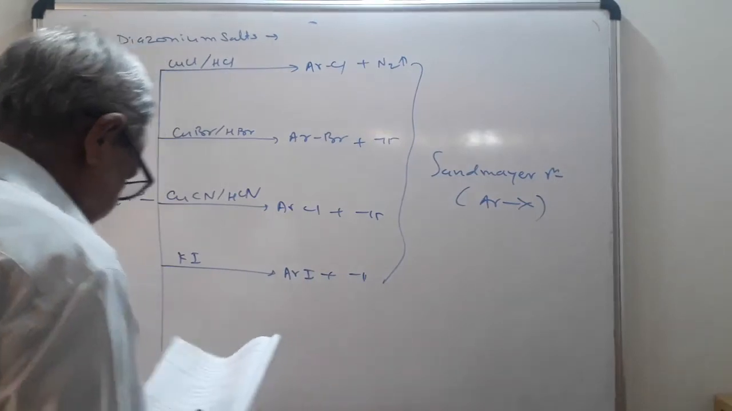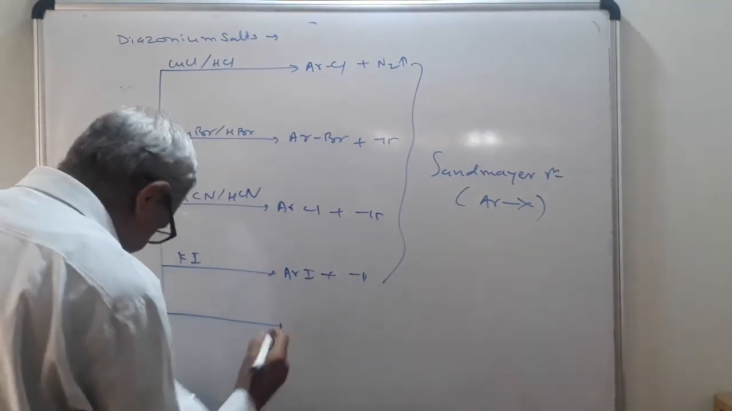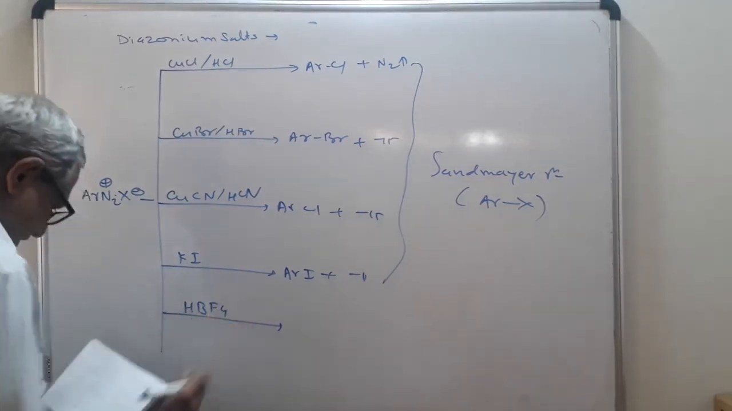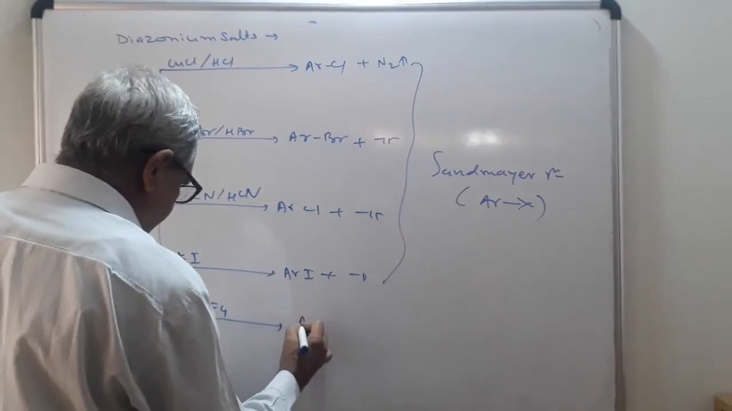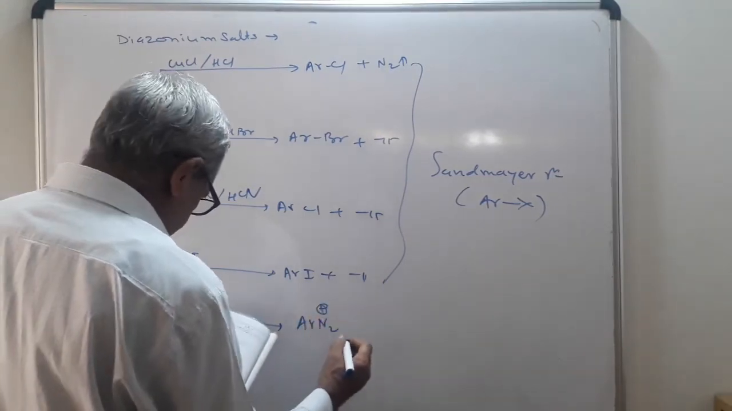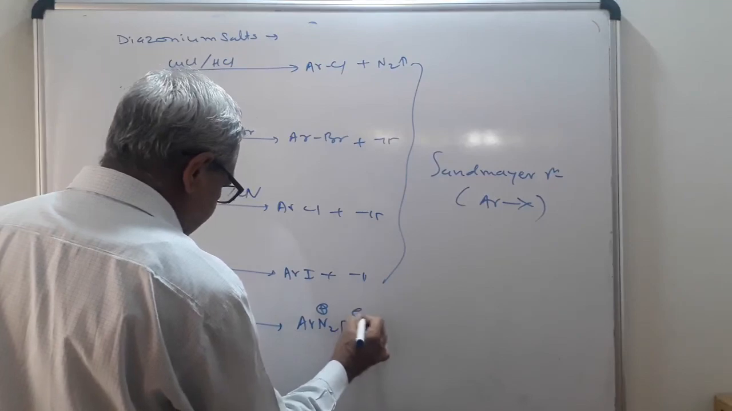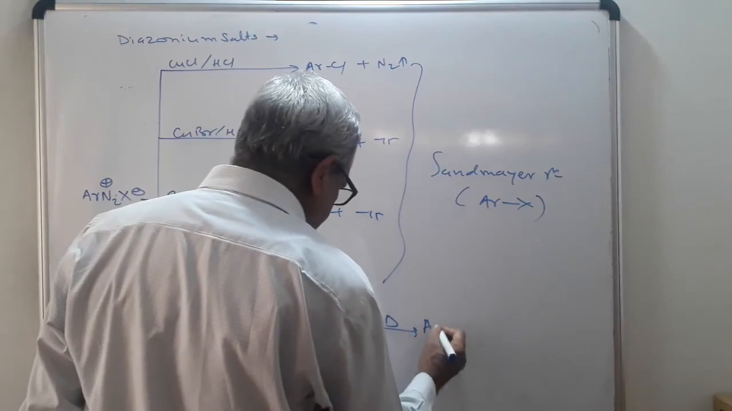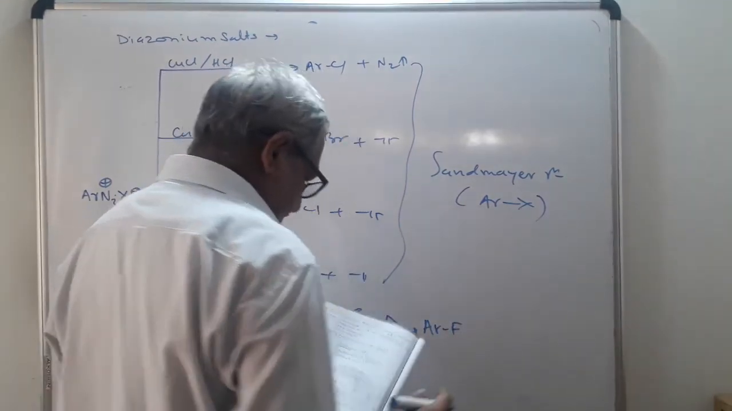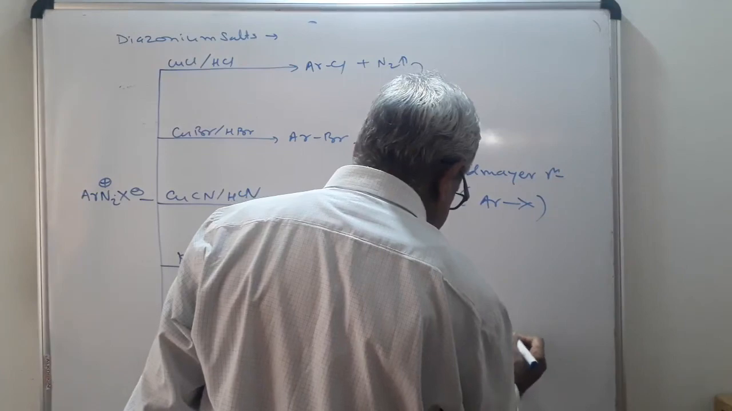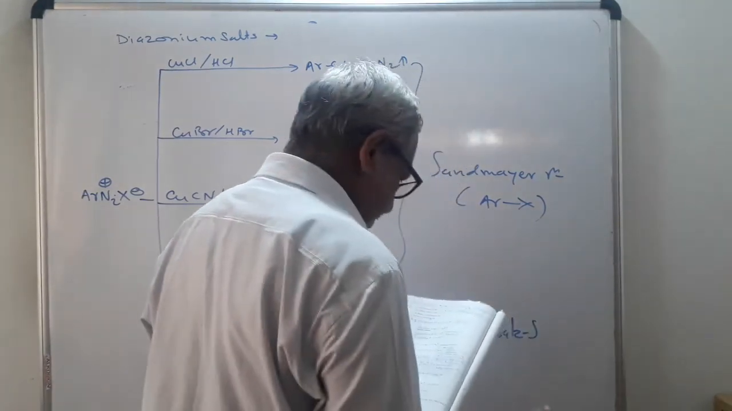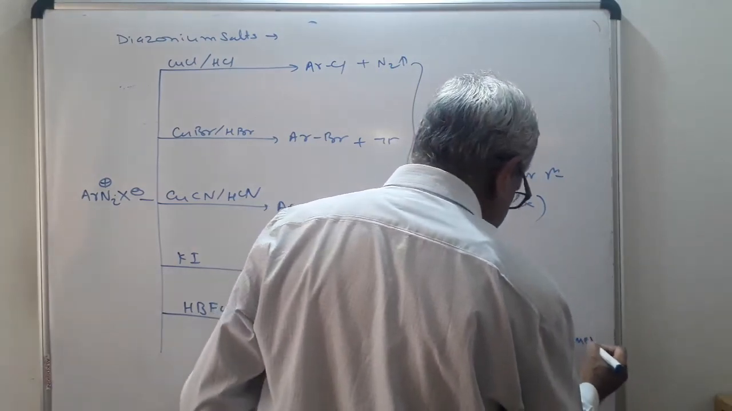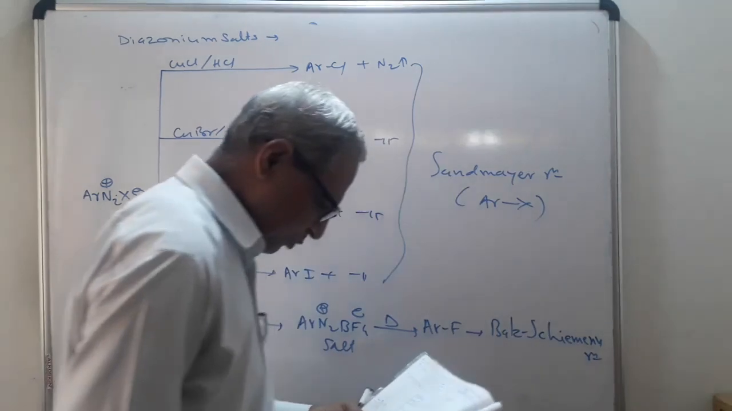Now consider another reaction. When it is treated with HBF4, fluoroboric acid, you will get here ArN2 plus BF4 minus. This is a salt. When it is heated, you will get here ArF, aryl fluoride, and this reaction is known as the Balz-Schiemann reaction. So this is the important reaction here.